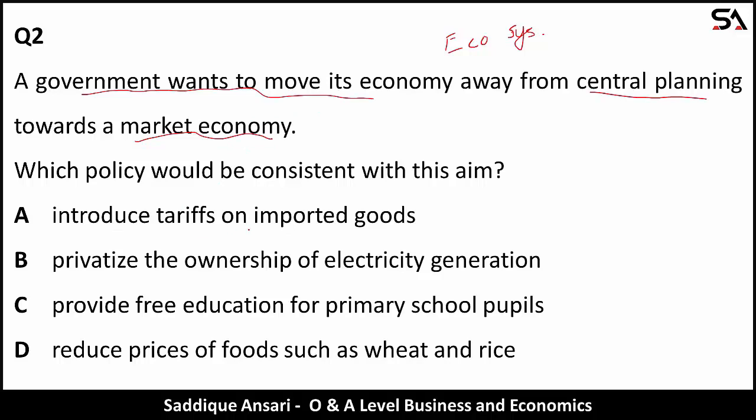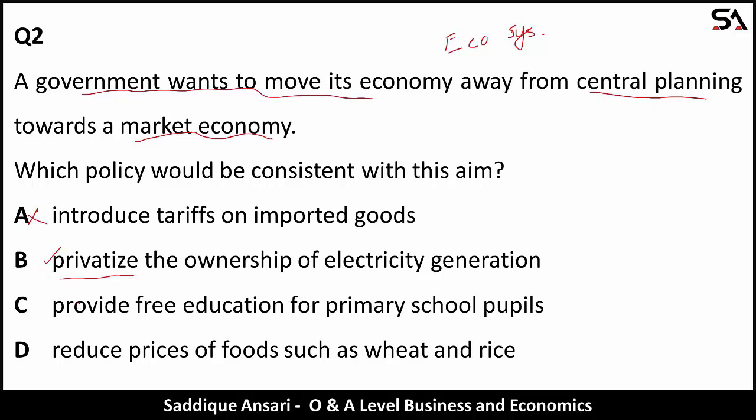Introducing tariffs on imported goods. Introduction of tariff will not change the quantity, meaning that will have no effect on the movement from central planning to market economy. Introducing tariff means more government control, so that's not the move. Privatize the ownership of electricity generation. Yes, privatization is consistent with the movement from central planning towards market economy, so that can be our answer. A, it's not.